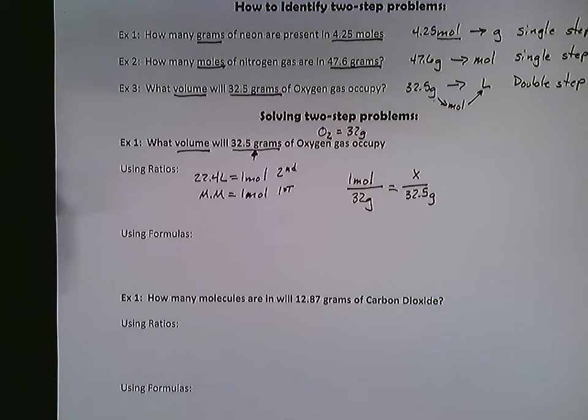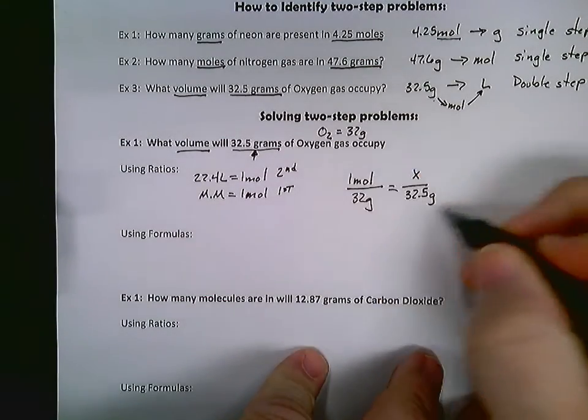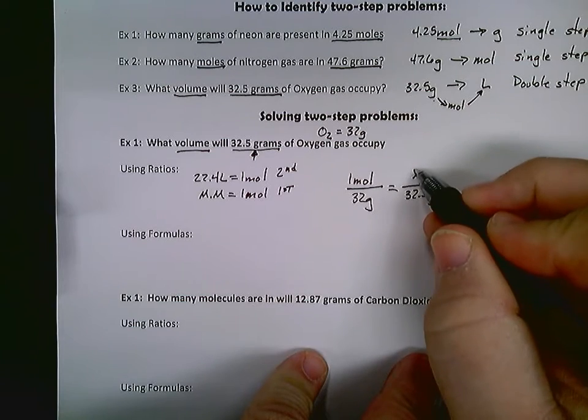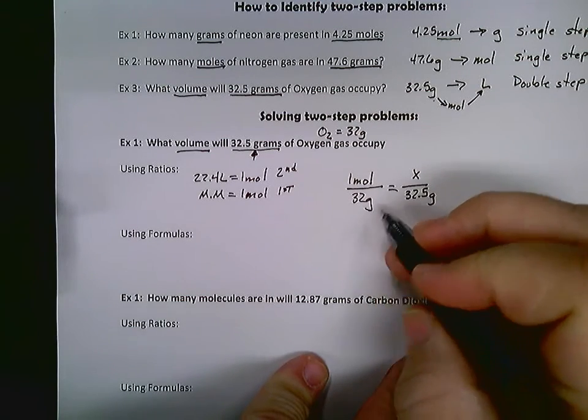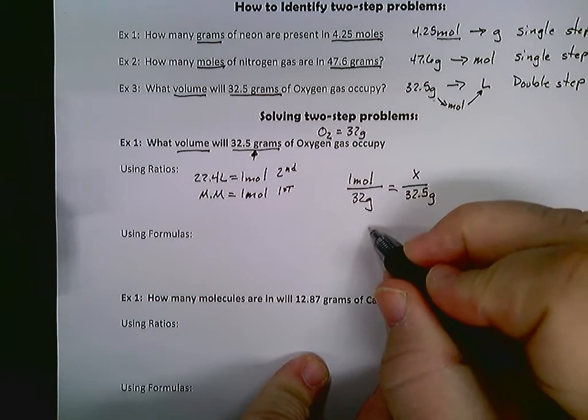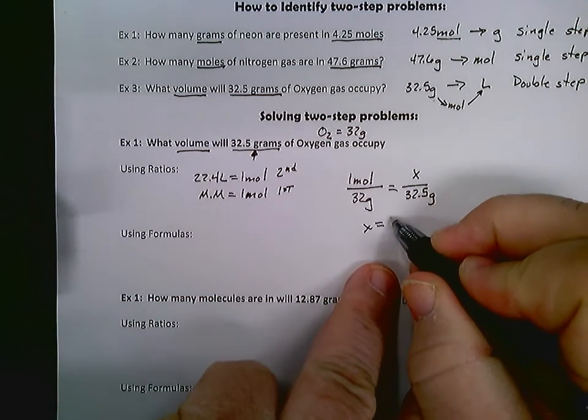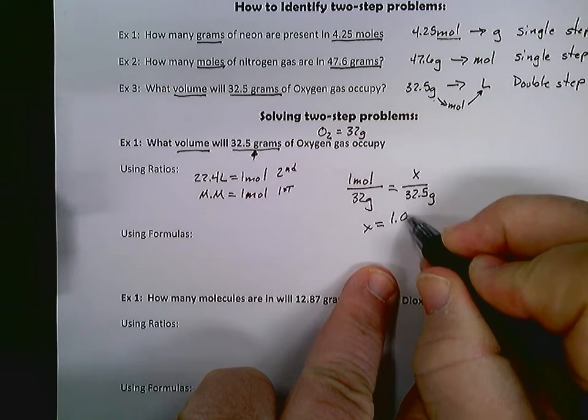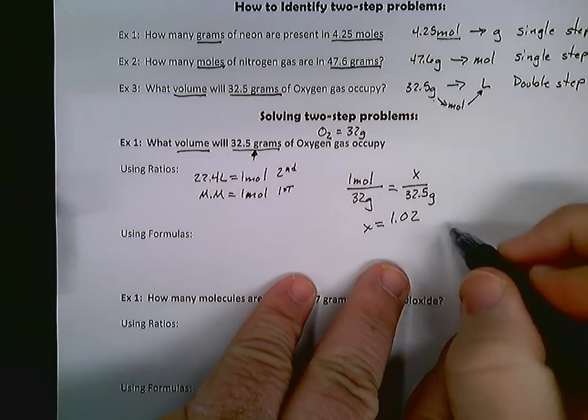And when you know it, I forgot my calculator. Go figure. All right, so we're going to do our cross multiplication and solve for x. In this case, oh, there it is. So we get x equals 1.02 when we round, 1.02 moles.